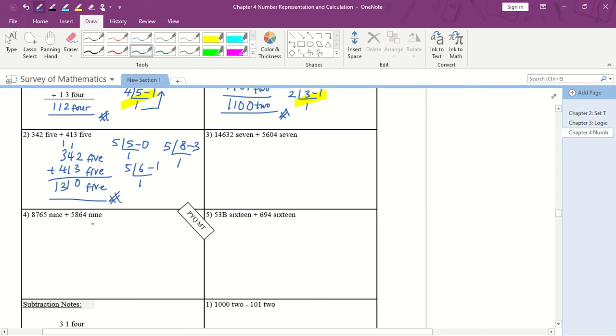Okay, I hope you get the concept. If you're not getting the concept, we will try more questions here. So 14632 base 7 plus 5604 base 7. Of course, it's base 7, so look at here: 2 plus 4 is equal to 6. But let me ask you, is 6 within base 7?